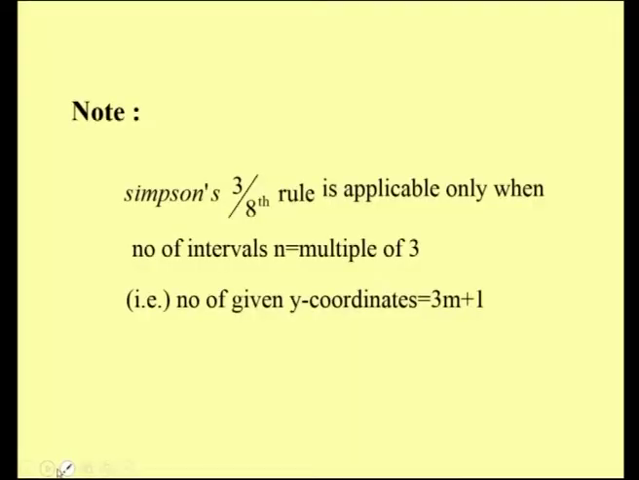And the condition for applying Simpsons 3/8 rule is when the number of intervals n is a multiple of 3. So, number of given y coordinates or number of xy pairs are 3m plus 1.